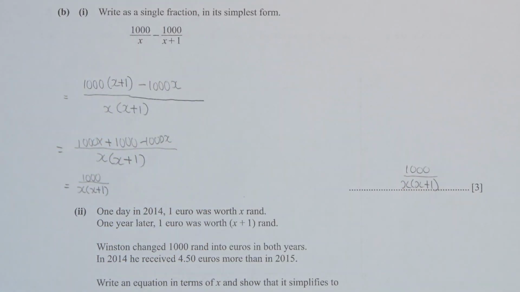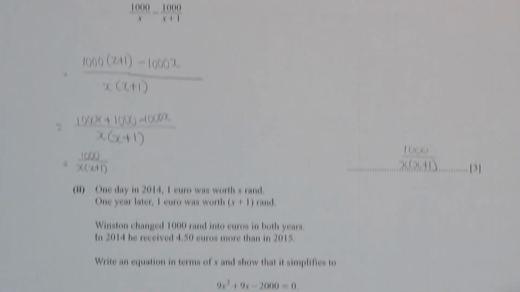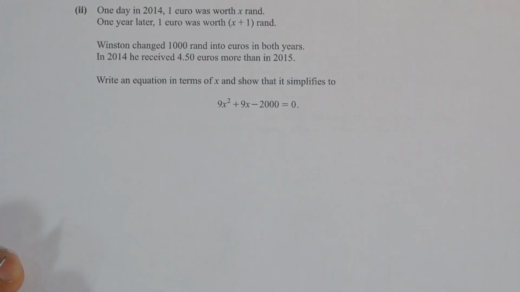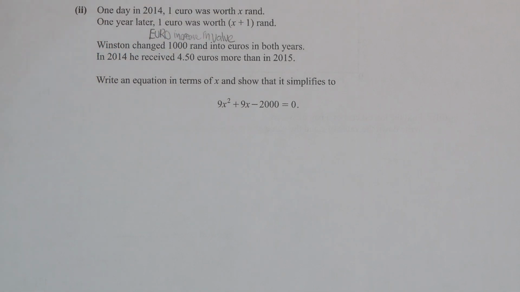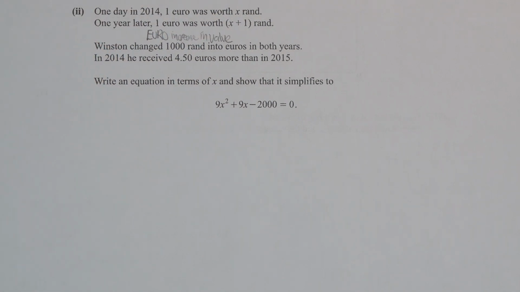The following part is actually utilizing the information that we have gotten earlier. So phrase it this way: 1000 divided by x bracket x plus 1 equals 4.5. By doing the shifting, you'll be able to prove the equation. Okay.